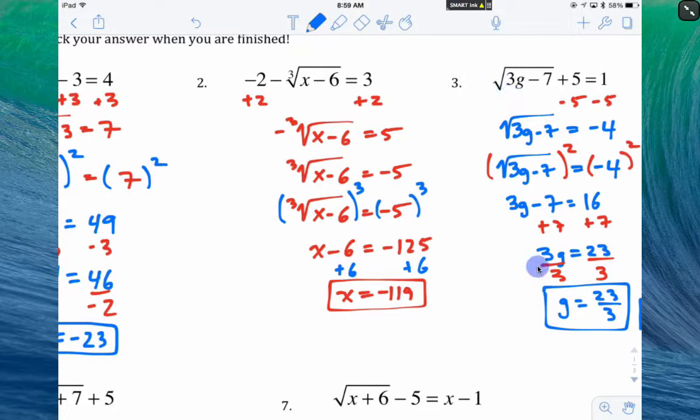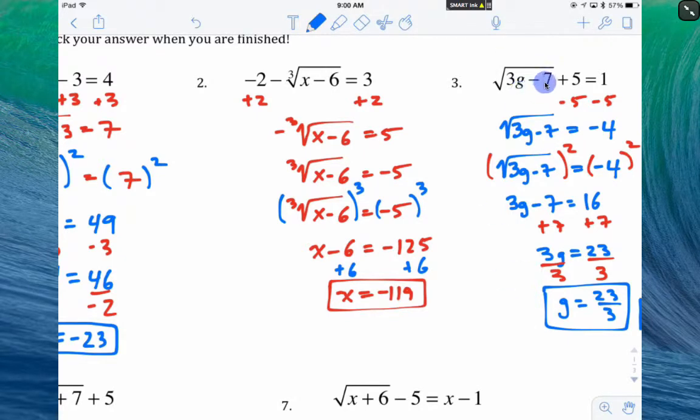All right. So 3 times 23 over 3, by definition, right? The 3's will simplify away. We'll just get 23. 23 minus 7 is 16. The principal square root of 16 is 4. 4 plus 5 is not 1. Wait a second. This value for g did not work in our original equation. It did not make it true.